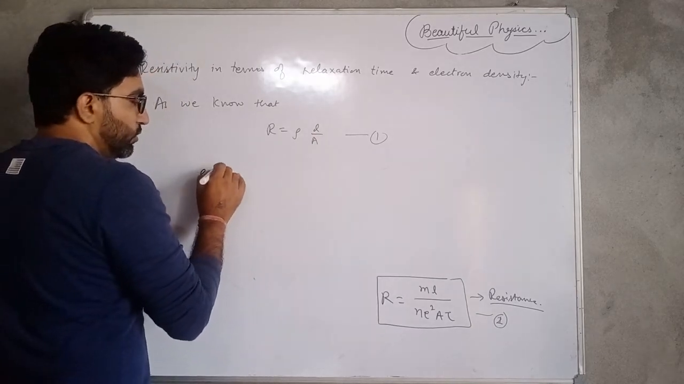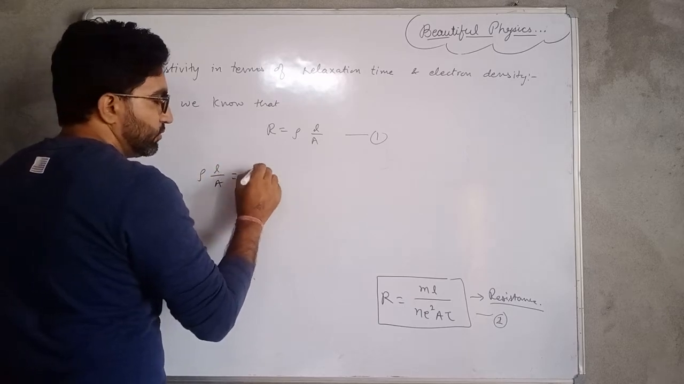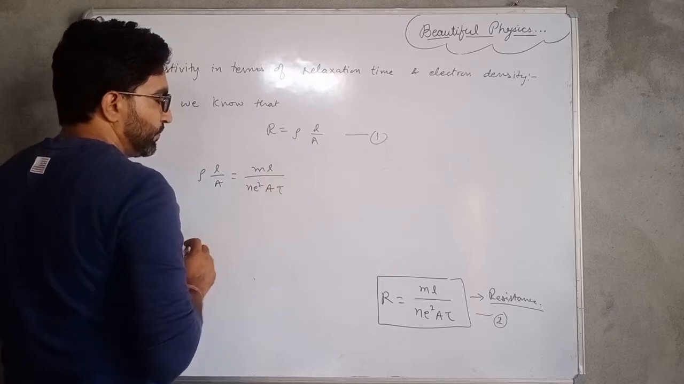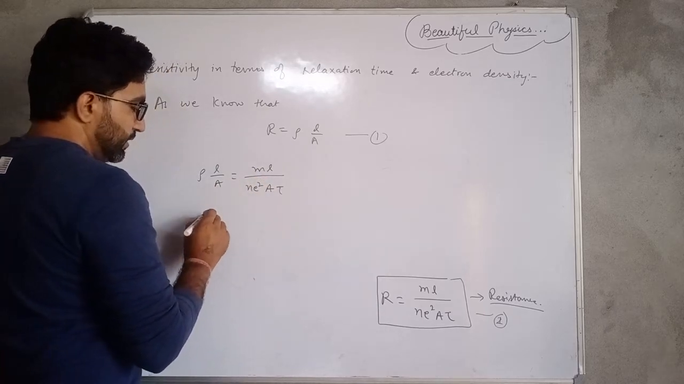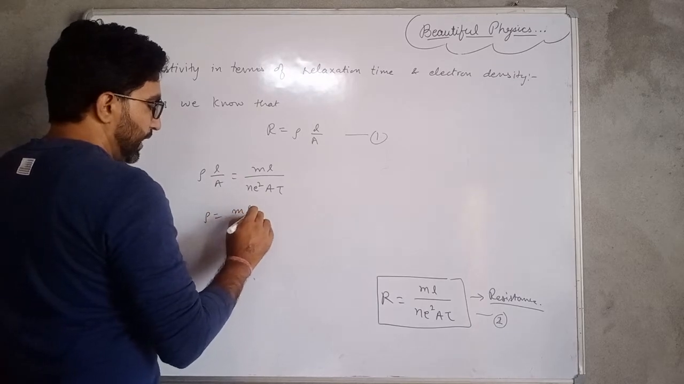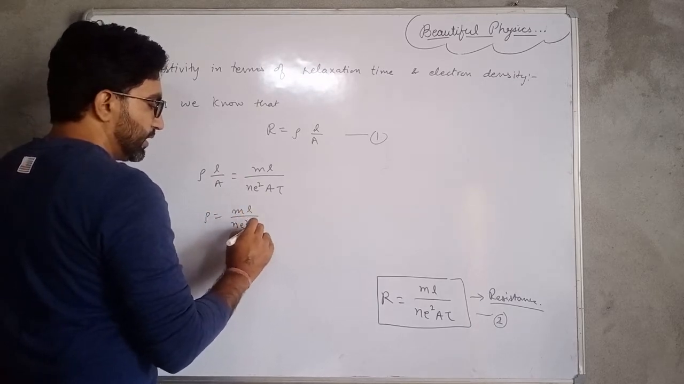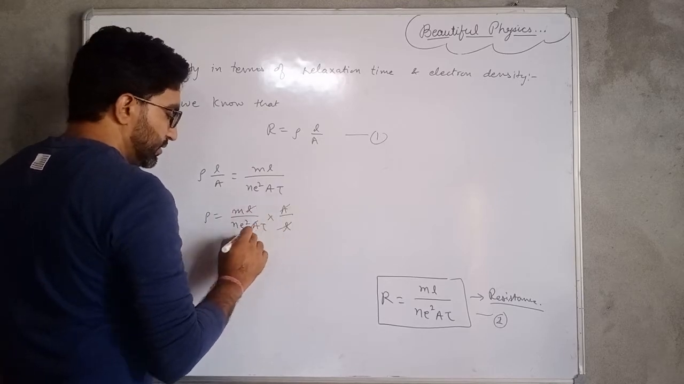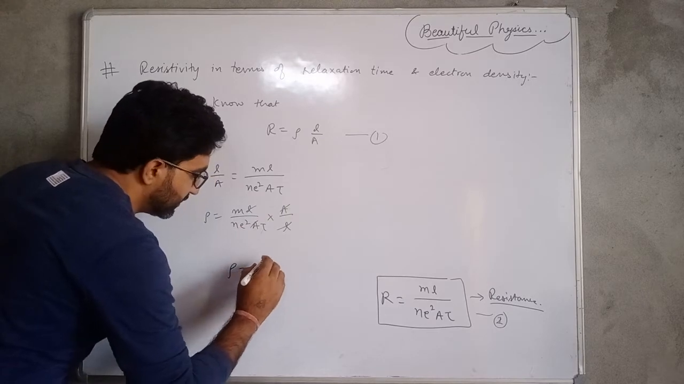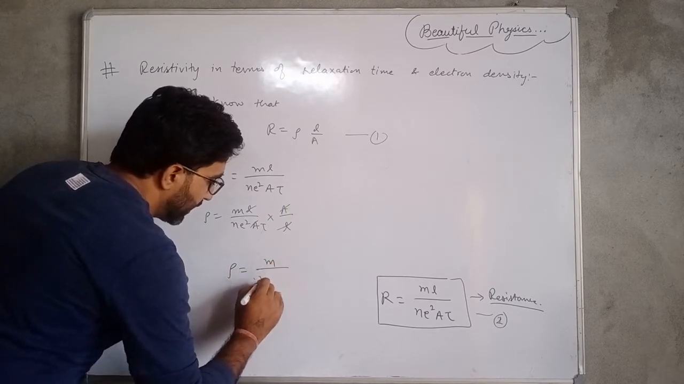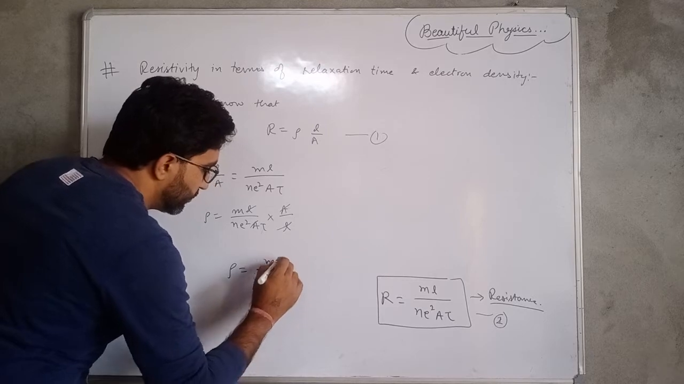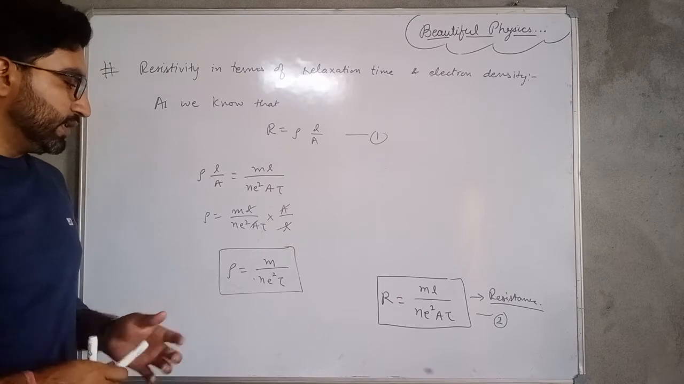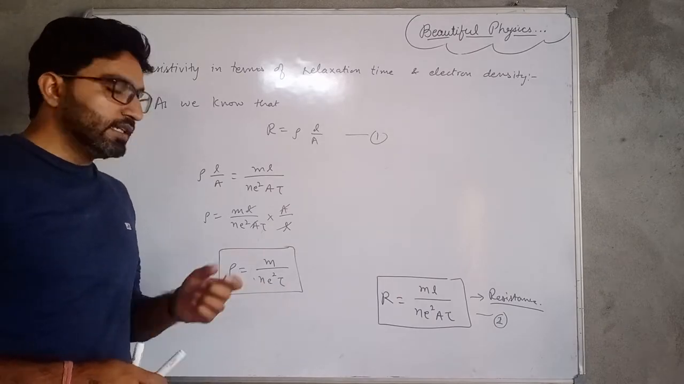Then we have rho L by A will be equal to m L upon n e square A tau. On cross multiplying, we have rho is equal to m L by n e square A tau multiplied by A upon L. These two terms will cancel out, and we have resistivity is equal to m upon n e square tau. So this is the relation for the resistivity in terms of electron density n and the relaxation time.